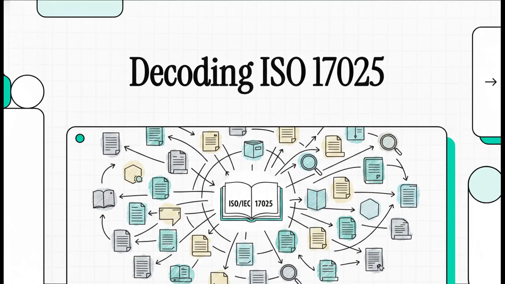International standards absolutely do not exist in a vacuum. They form this incredibly dense, highly interconnected web of dependencies. Today, we're going to decode that web by zeroing in on one very specific mechanism, normative references, and we'll use ISO/IEC 17025 as our roadmap.